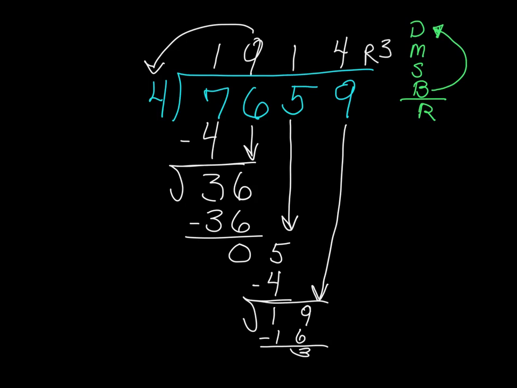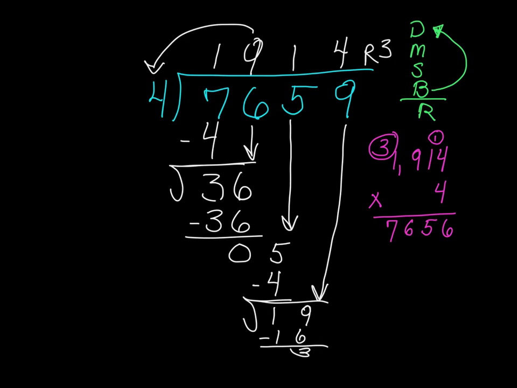But be sure we are checking. So with the inverse operation of multiplication, so we have 1,914 times 4. 4 times 4 is 16, but 6, carry the 1. 1 times 4 is 4, plus 1 is 5. 9 times 4 is 36. And then carry the 3. 1 times 4 is 4, plus the 3 is 7.